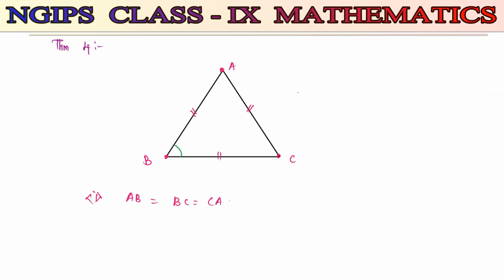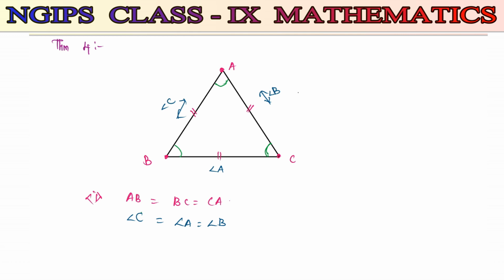Corresponding sides are equal means even the opposite angles are going to be equal. For the side AB the angle is C. For BC the angle is A. For CA the angle is B. When three sides are equal, even the opposite angles are going to be equal.